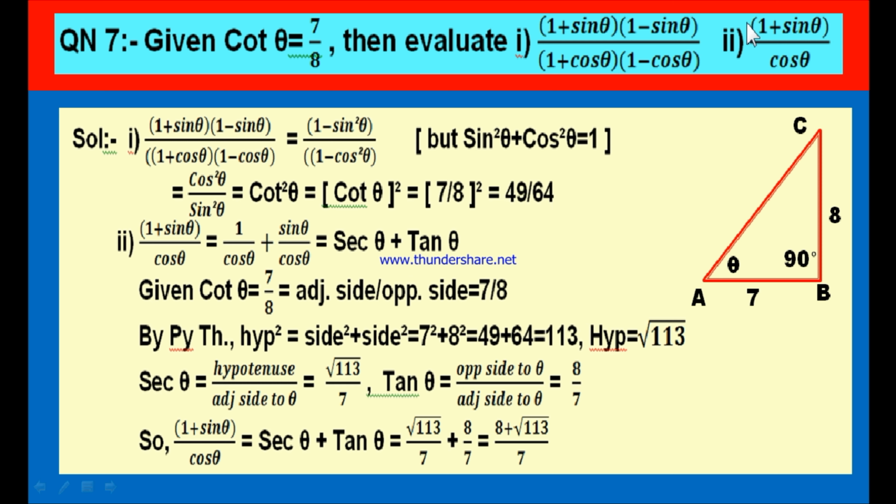And let us find the value of the second bit now. 1 plus sin theta by cos theta. In this case, there are two terms in the numerator, but there is only one term in the denominator. Therefore, let us divide it into two fractions as 1 by cos theta plus sin theta by cos theta. 1 by cos theta is the inverse trigonometrical ratio of cos theta, which is secant theta. We know that sin theta by cos theta is tan theta. Therefore, 1 plus sin theta by cos theta is equal to secant theta plus tan theta.